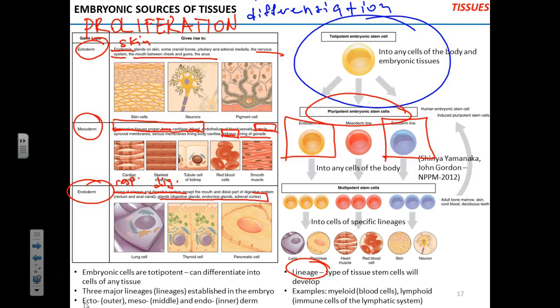Same goes with the stem cells. Now, why are stem cells so cool? Why is there so much hype around them?